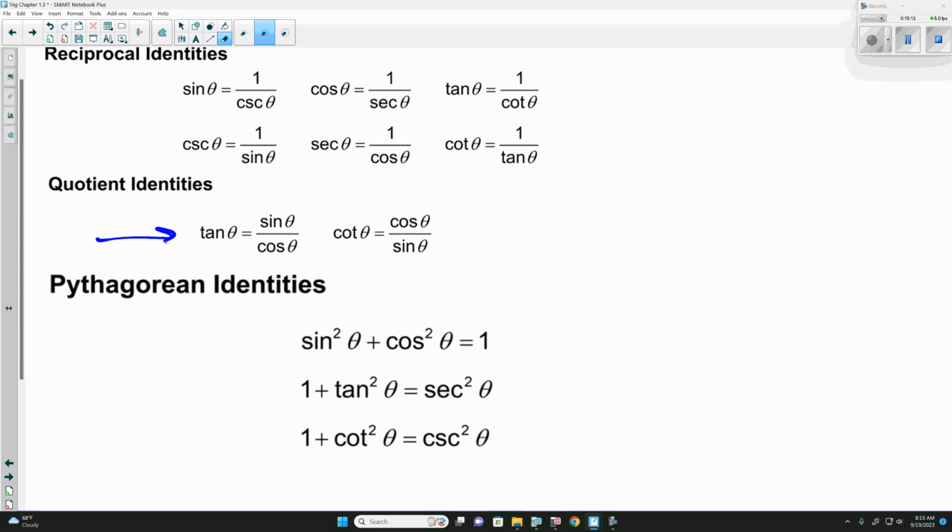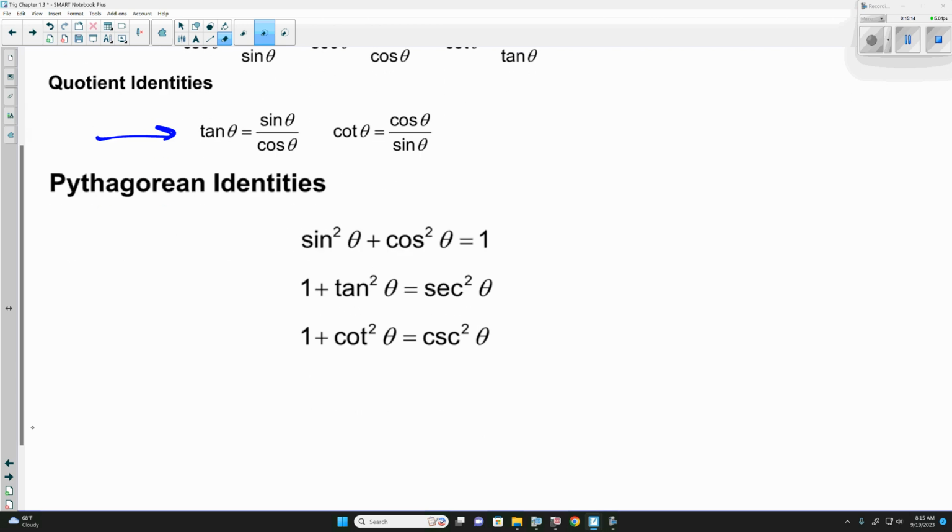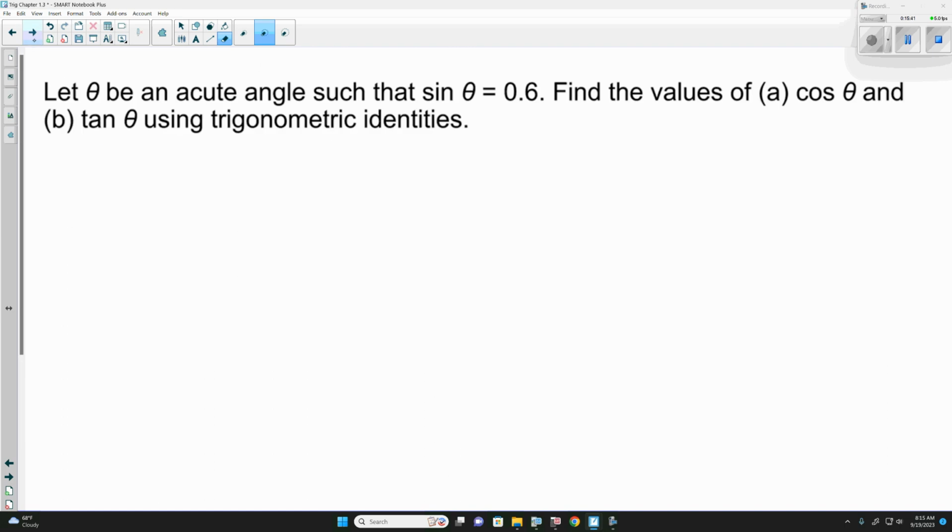One of the bigger ones and the ones that are very helpful are these three here. Sine squared plus cosine squared is 1. 1 plus tangent squared is secant squared, and 1 plus cotangent squared is cosecant squared. In a lot of stuff we do, these are some of the most important ones that you'll have, especially when solving. These come in very handy and are very useful for helping us out.